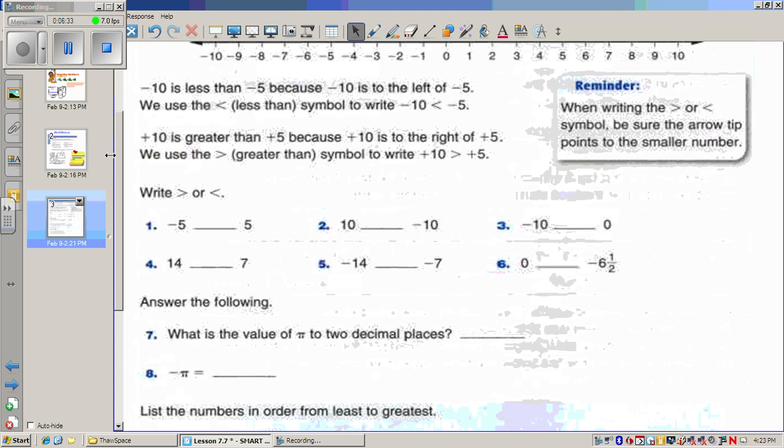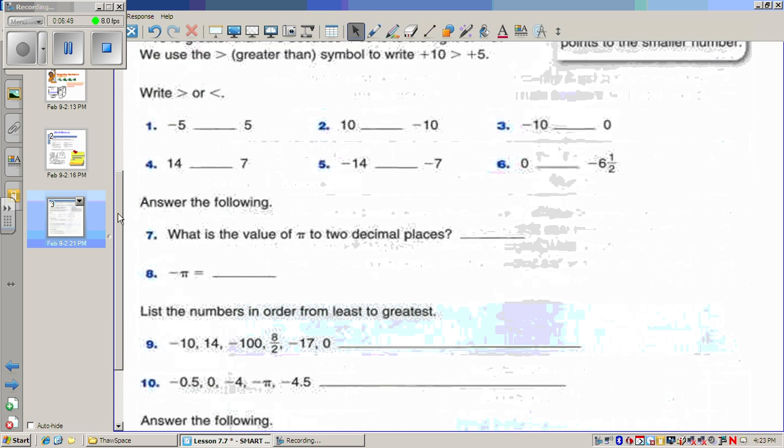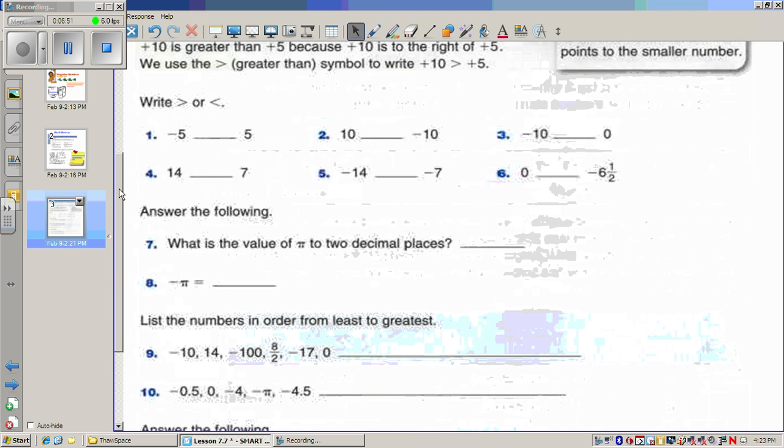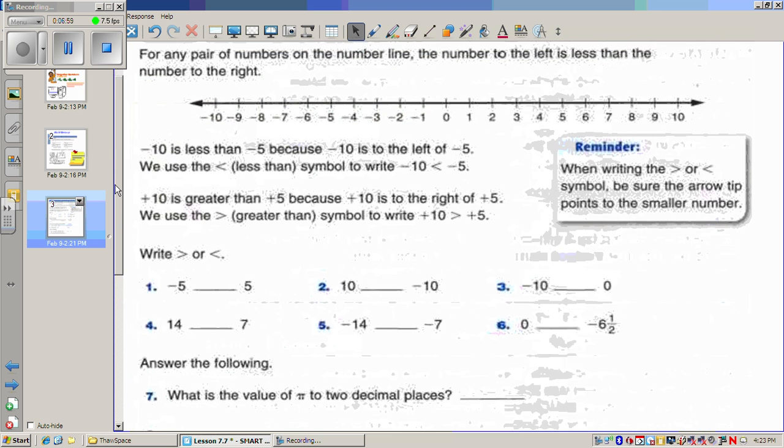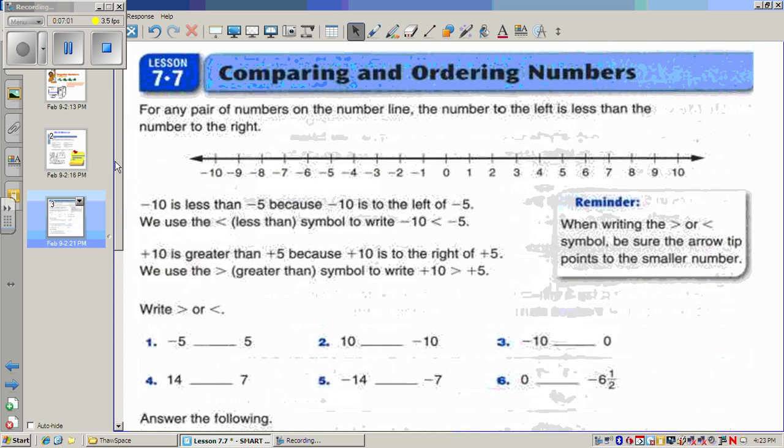Okay, so you have number 2 is 10 and negative 10. So I want you to do 1 through 6 here, okay? And then it says, what is the value of pi to 2 decimal places? Now, pi, I don't know if we've even talked about pi this year, but hopefully we have. Pi is 3.14. So actually I'm going to have you stop right there because I think that we're going to get more confused by doing any more than that.